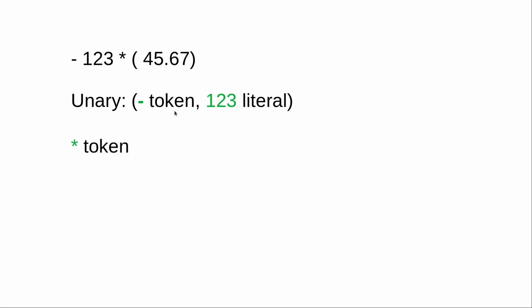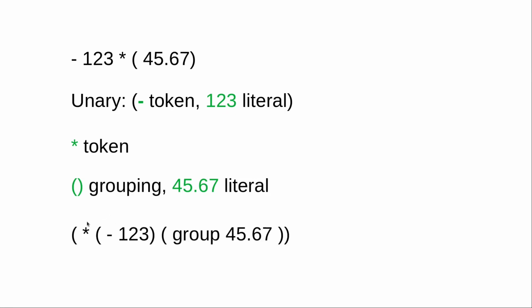Let's take a look at an example here. Again, our first example. First off, we have a unary, which is basically this minus token that negates this 123 literal. Next, we have this multiply token. And finally, we have a set of parentheses grouping with a 45.67 literal in the middle. And that's how we use our grammar here.